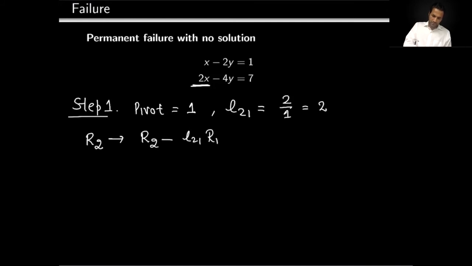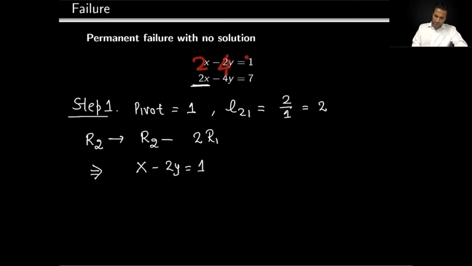In this case, l21 is 2, so I will multiply the first equation by 2. If I perform this operation, the system is going to look like this. The first equation is x minus 2y is equal to 1. I will not change anything in my first equation because no operation is applied on it. In R2, if I multiply the first equation by 2 and subtract, this is going to be 2, this is a 4, this is a 2.